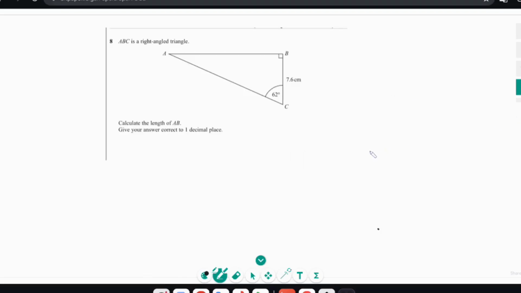Question 8. ABC is a right angle triangle. Calculate the length of AB. So I'll put an X here. You should have spotted, hopefully, we've got right angle triangles here, so it's either Pythagoras or SOHCAHTOA. Got an angle, so it's SOHCAHTOA. Opposite, adjacent, tan. Tan of an angle is equal to opposite over adjacent.